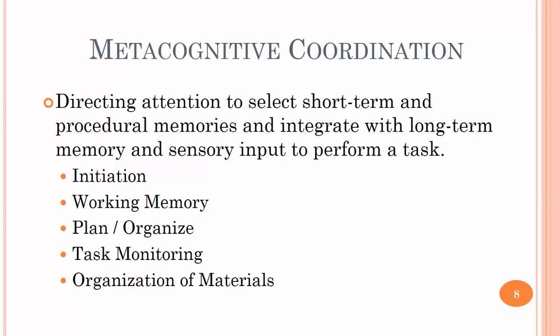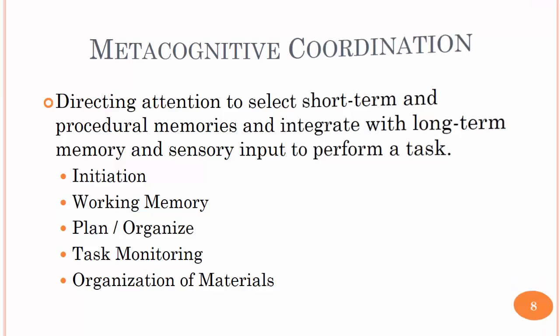The other major group of executive functions has to do with metacognitive coordination. This has to do with the person directing their attention to select short-term and procedural memories and to integrate those with long-term memory and sensory input to perform a task. The five major areas that we look at in terms of metacognitive coordination are initiation, working memory, planning and organizing, task monitoring, and the person's ability to organize materials.